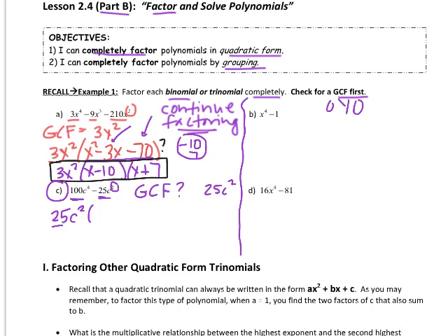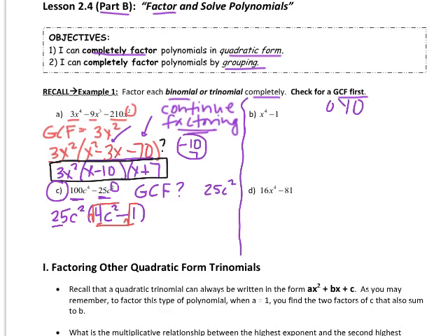So how many times does 25 go into 100? It goes in 4 times, and there is a c squared left there. And then I have just minus 1. Now, I'm not done. This here can still be factored. It is the difference of two squares, isn't it?